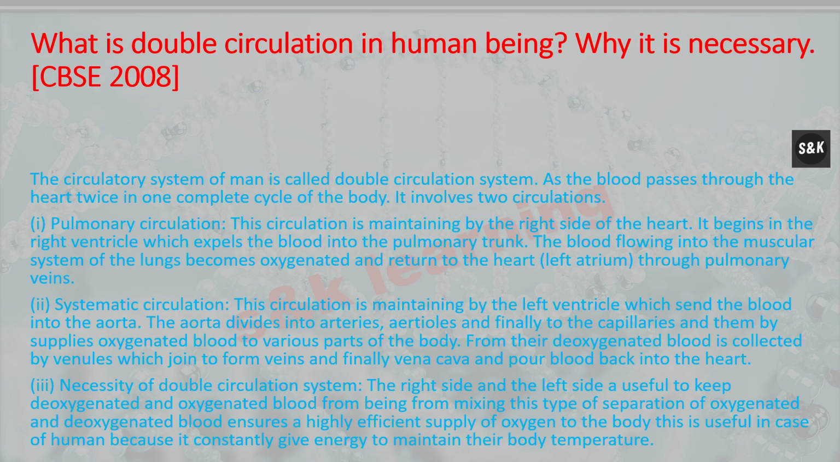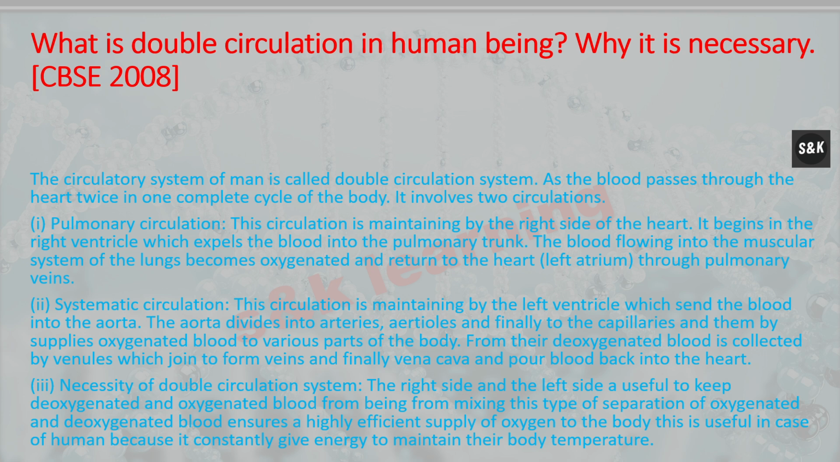What is double circulation in human beings? Why is it necessary? The circulatory system of man is called a double circulation system, as the blood passes through the heart twice in one complete cycle of the body. It involves two circulations. First, pulmonary circulation. This circulation is mainly by the right side of the heart. It begins in the right ventricle, which expels the blood into the pulmonary trunk. The blood flowing into the capillary system of the lungs becomes oxygenated and returns to the heart through the pulmonary vein.